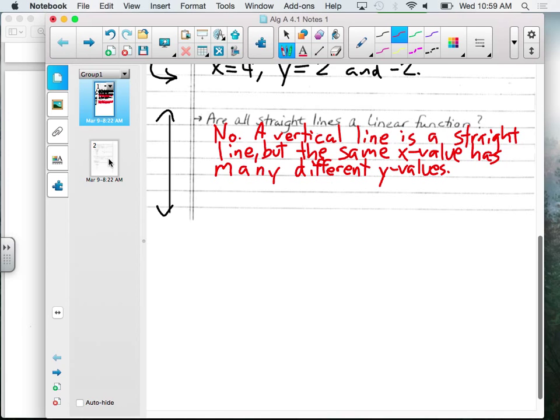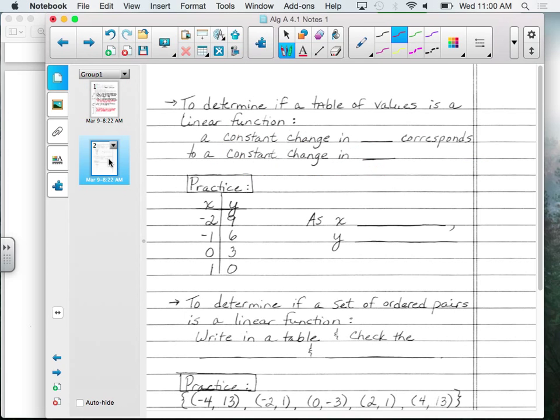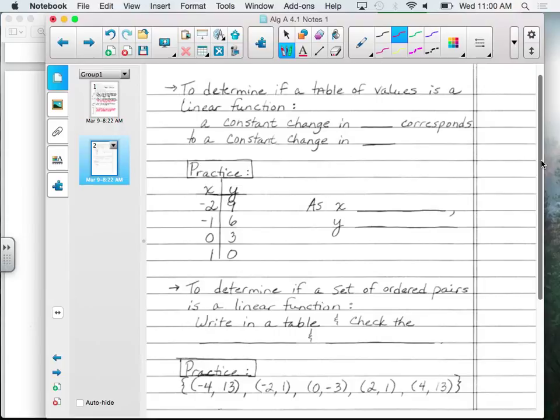No? Alright. If you want to turn to the back side, we'll be determining if a table of values is linear. So instead of just looking at a graph, you'll be given a table of x values in one column and y values in the other. To determine if the table of values is a linear function, there has to be a constant change in x that corresponds to a constant change in y.